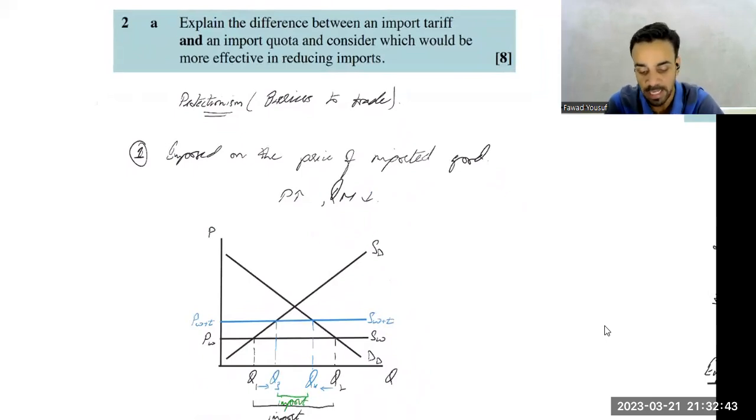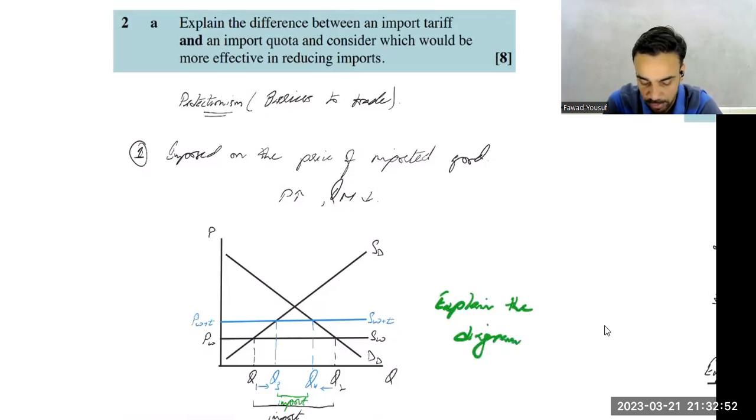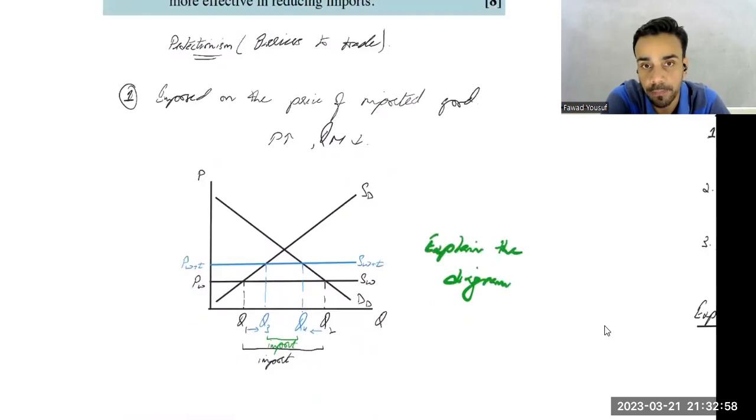Diagram को आपको वो explain करना है. Diagram बनाओ और diagram को explain ना करो. What you have to do is you have to explain the diagram to show that how import has been reduced effectively. Okay जी, moving on. उसके अलावा क्या करना है?